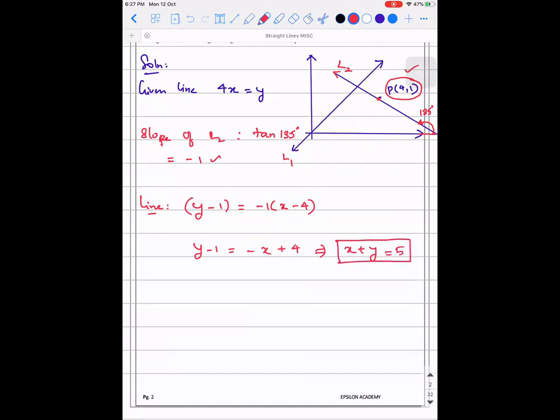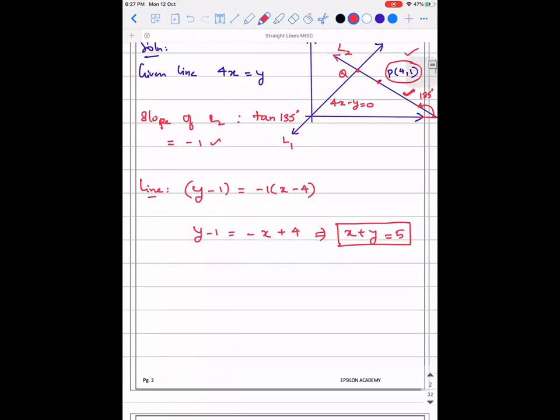Did you guys understand this? So x + y = 5 is the equation of this line. And the other line is already given, which is 4x - y = 0. They both are meeting at a point. Let that point be Q. So how to find the point Q?